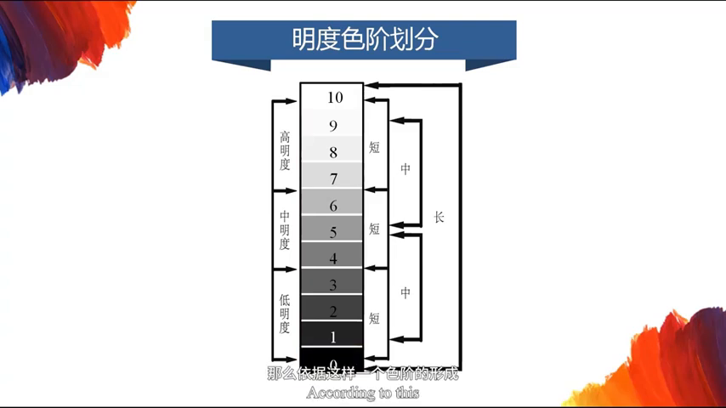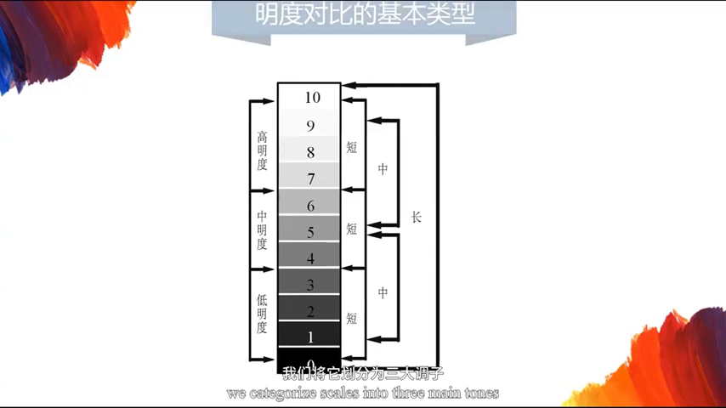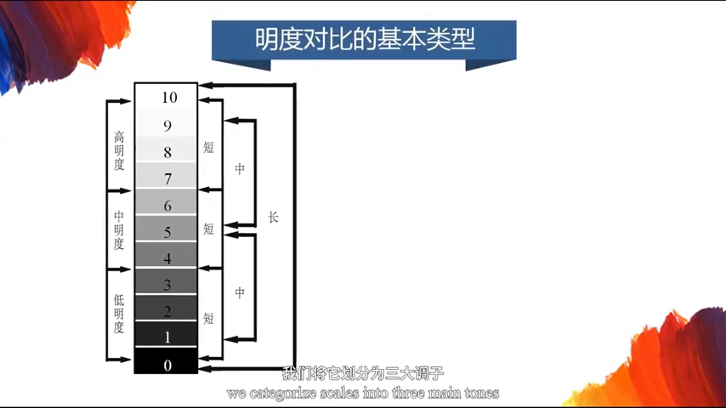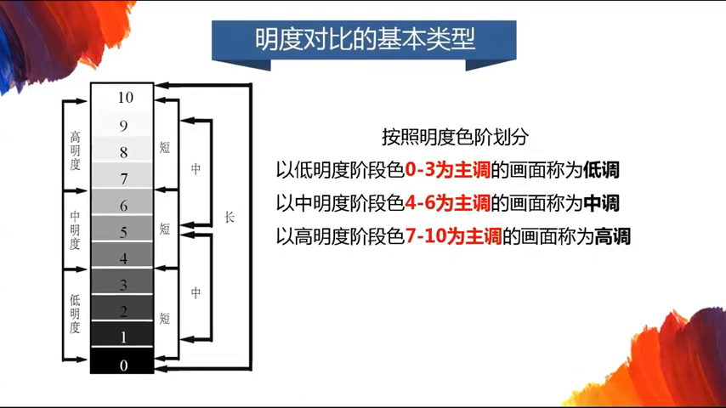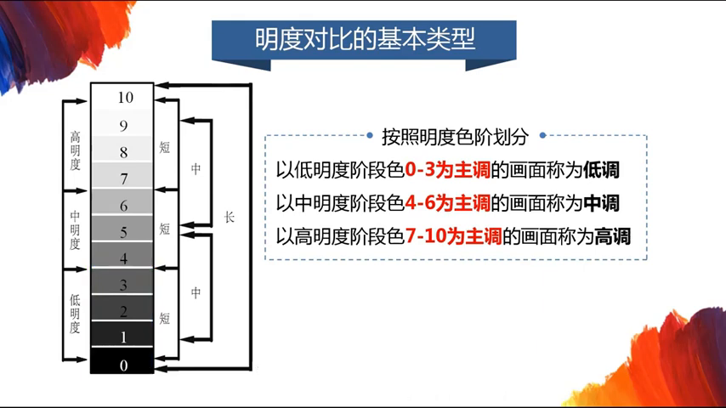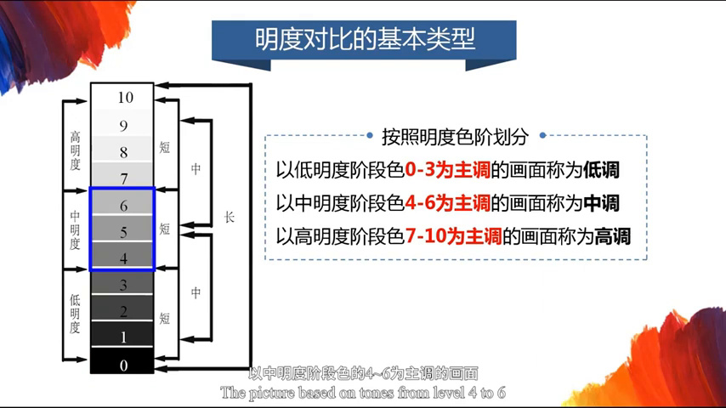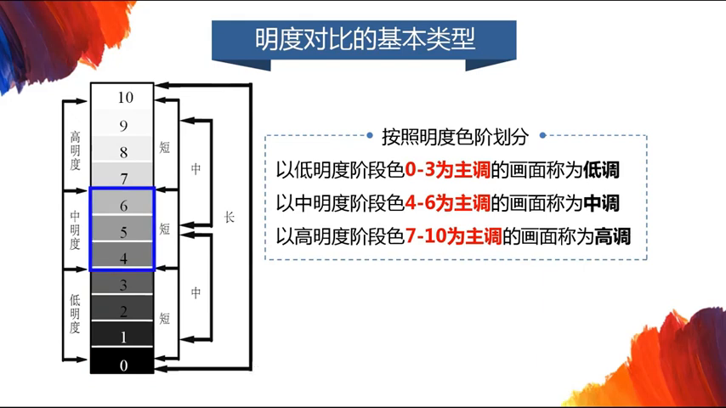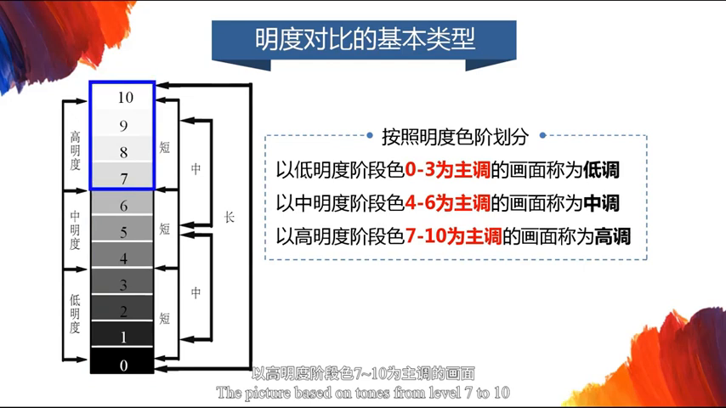According to this, we categorize scales into 3 main tones. That is, the picture based on tones from level 0 to 3 is in low tone. The picture based on tones from level 4 to 6 is in medium tone. The picture based on tones from level 7 to 10 is in high tone.